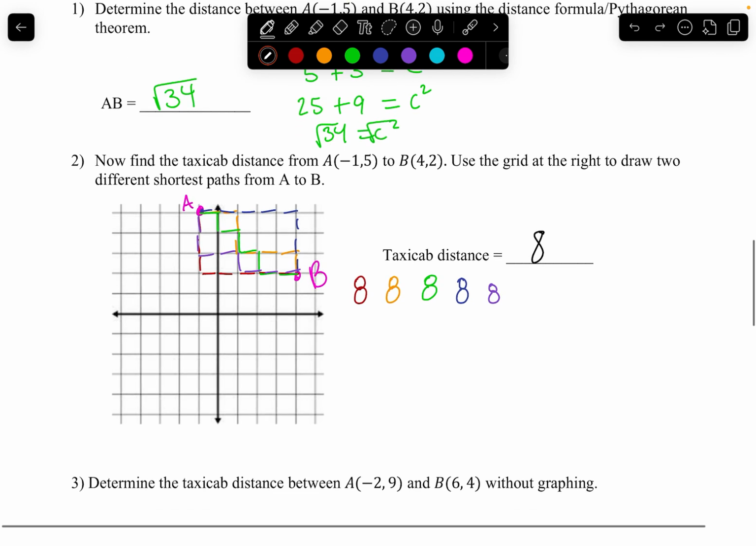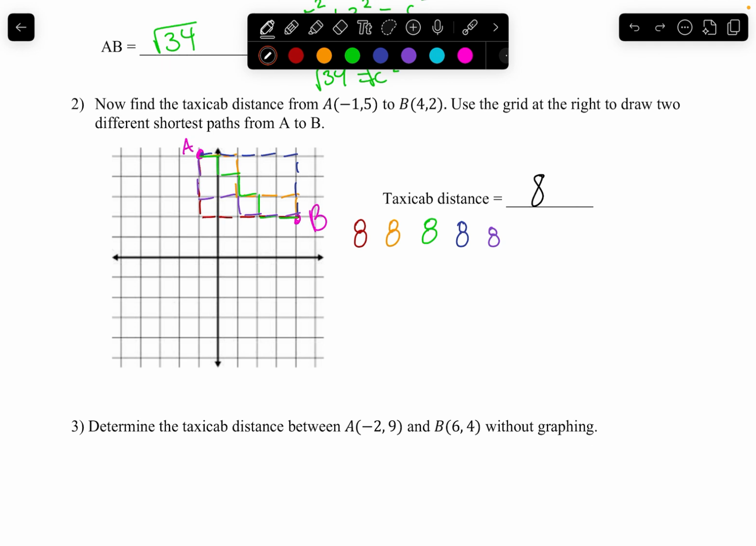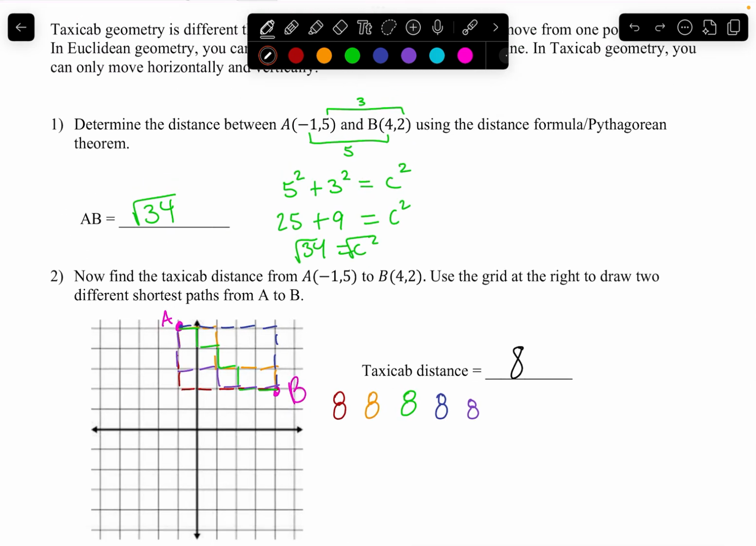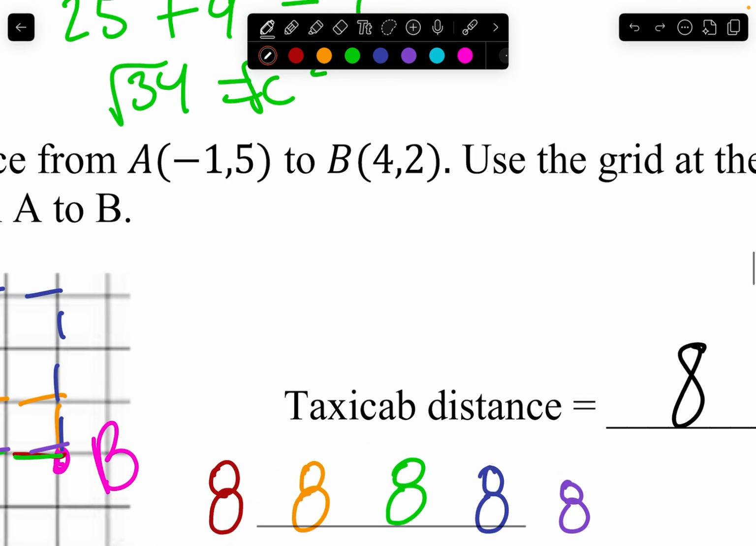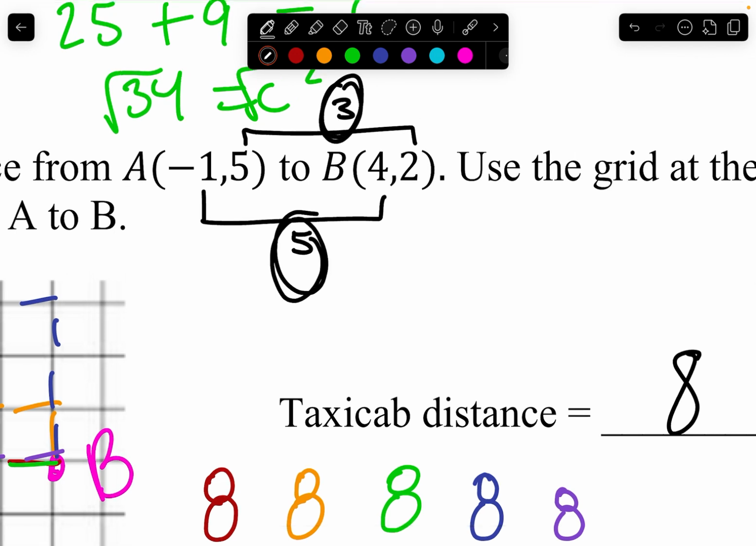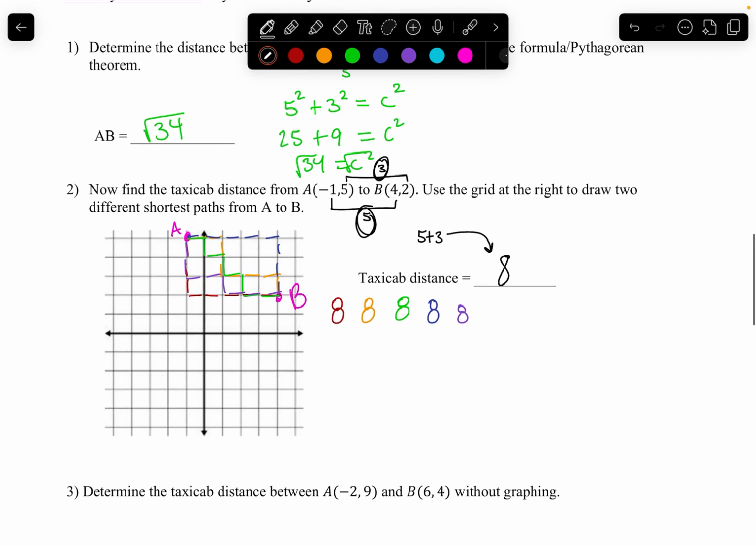Okay? Now, there is another way to do taxicab geometry without graphing it and finding that distance. What we're going to do is actually the same thing we do to start finding the Euclidean distance, which is finding the distance in your x's and then finding the distance in your y's. The distance in my x's was 5. The distance in my y's was 3. If you take these two distances and add them together without squaring them, you get your taxicab distance. So you don't have to graph them every time.